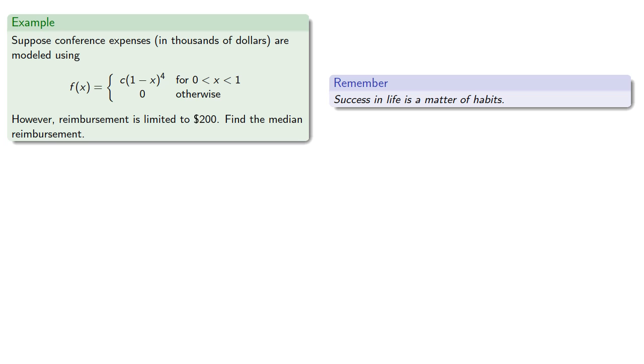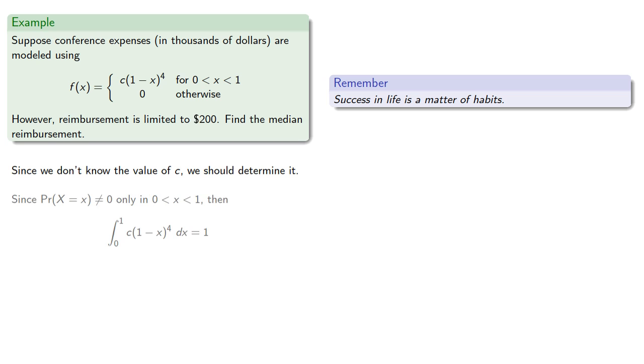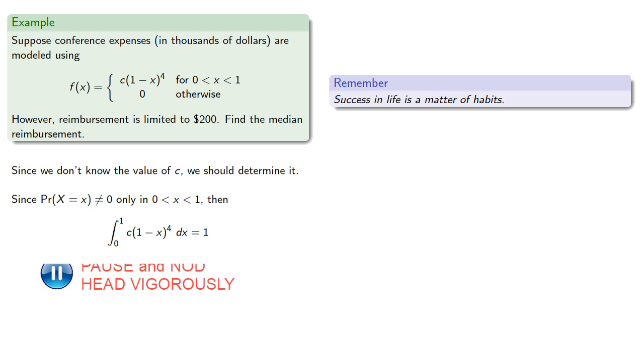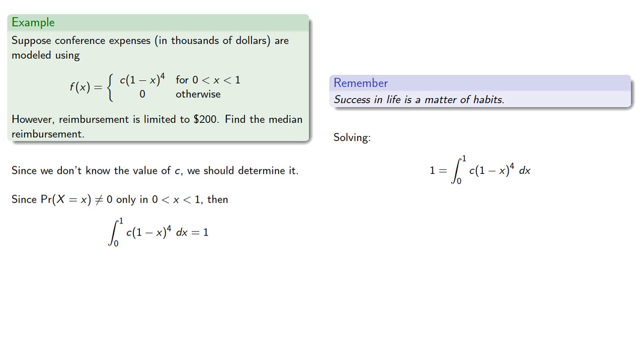In this case, note that we're given a PDF, but there's an unknown constant in this PDF. And since we don't know the value of this unknown constant, we should try to determine it. Now, since our probabilities are non-zero only in the interval between 0 and 1, we know that the integral over this interval must give us 1. And so we solve, and we find the value of c.